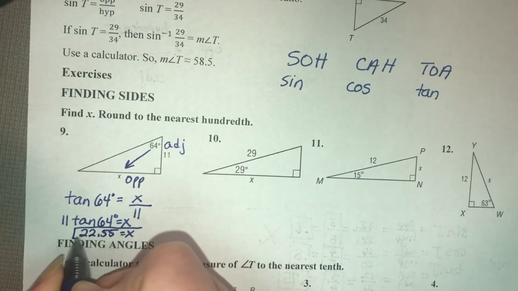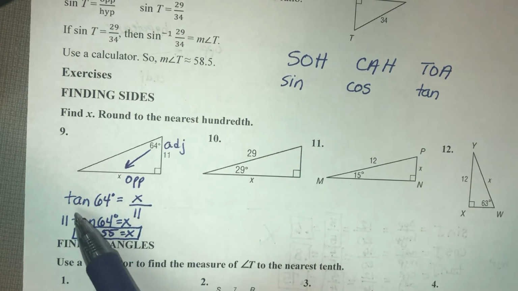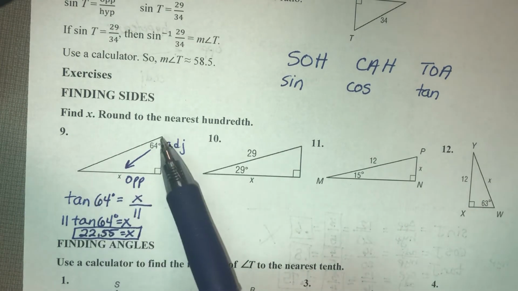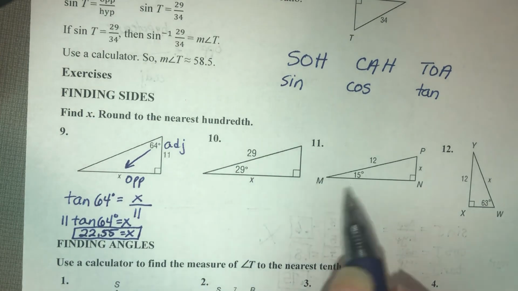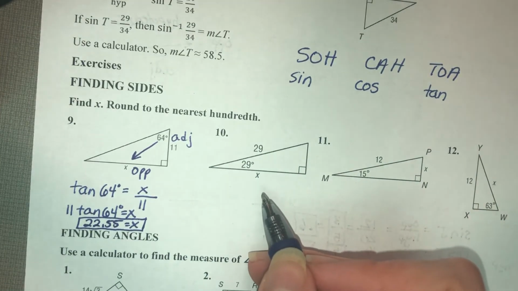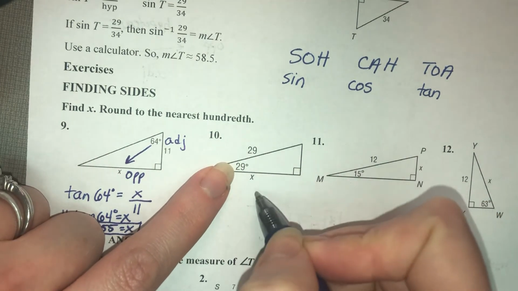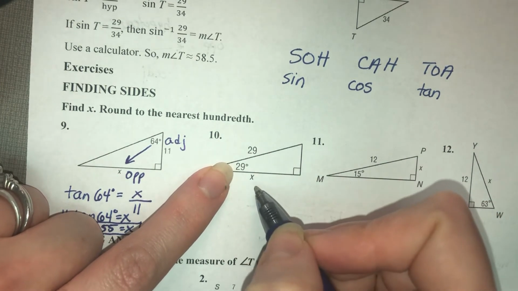So we just used the tangent function to find this missing side of the triangle, okay? Now, let's take a look at number 10. On number 10, we have this angle with the 29. We need to label the sides. That's our first step, label the sides.